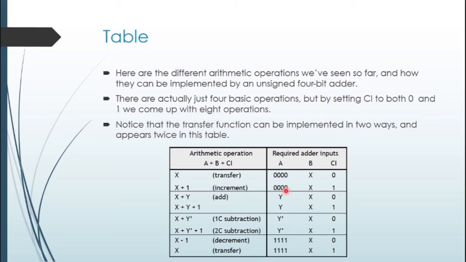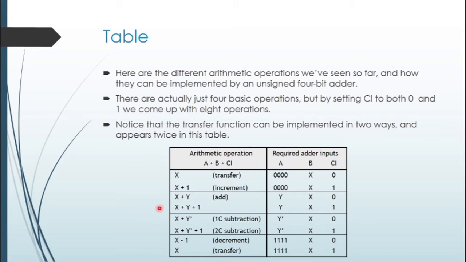And if we use ci equal to 1, it will be x plus 0 plus 1. That means x plus 1, we are doing the simple increment operation. The second one, if we use simple y without doing the complement, if we take y as input to a, that will be a simple addition, x plus y. If we keep ci equal to 0, it will be x plus y, and if we do ci equal to 1, it will be x plus y plus 1.